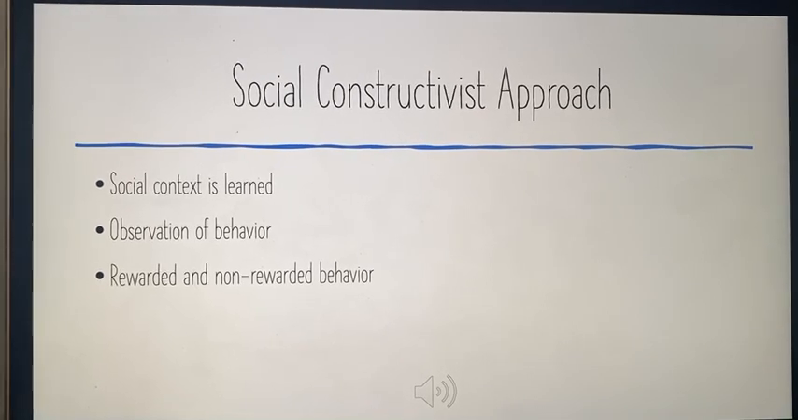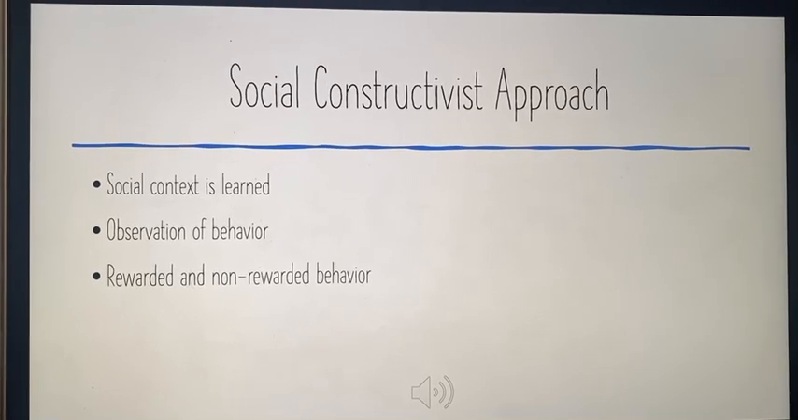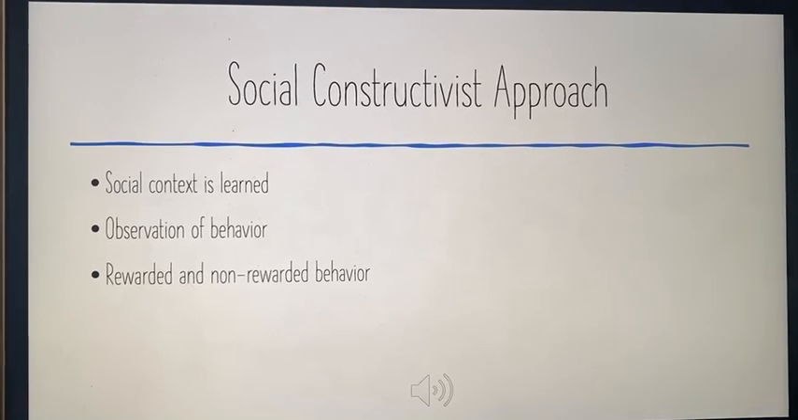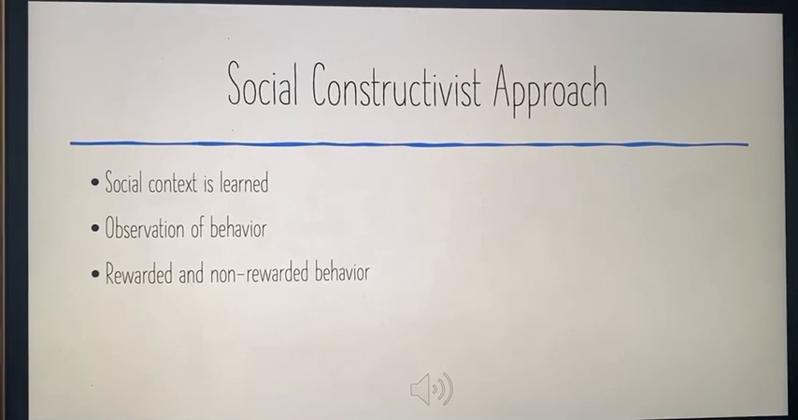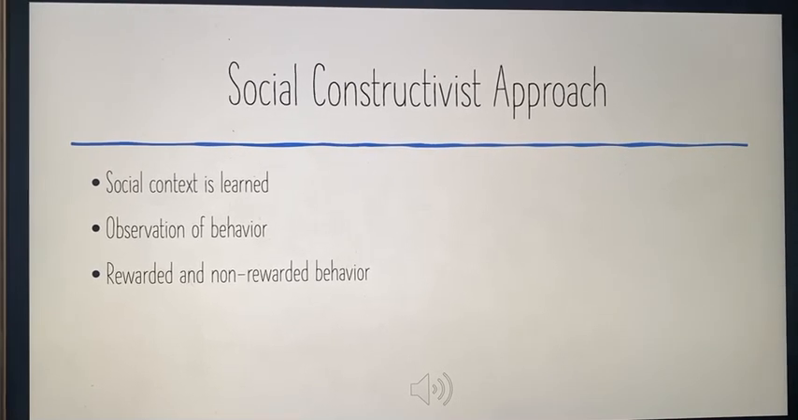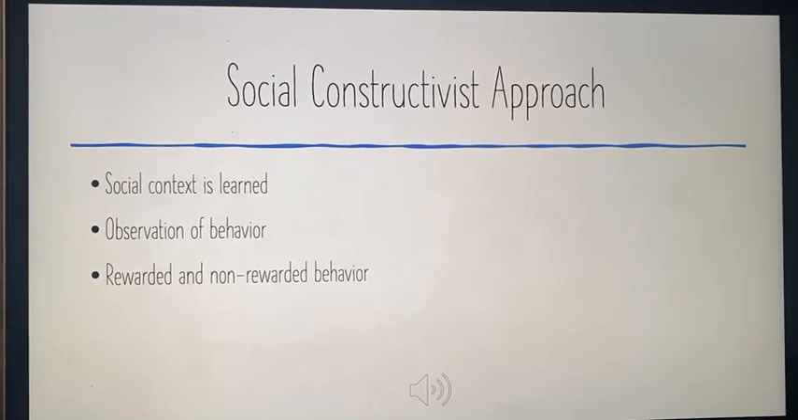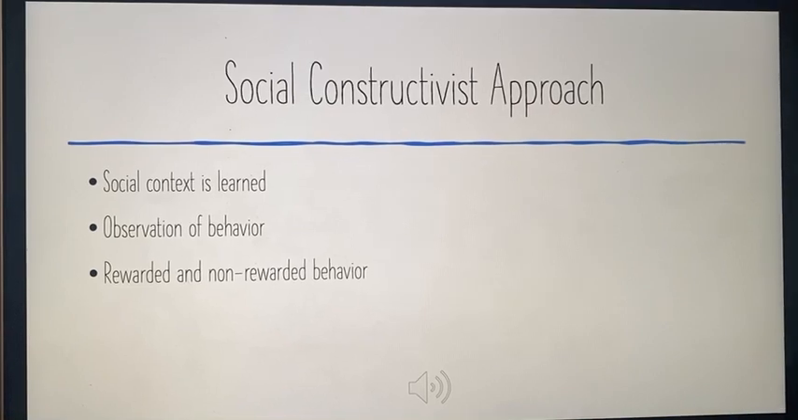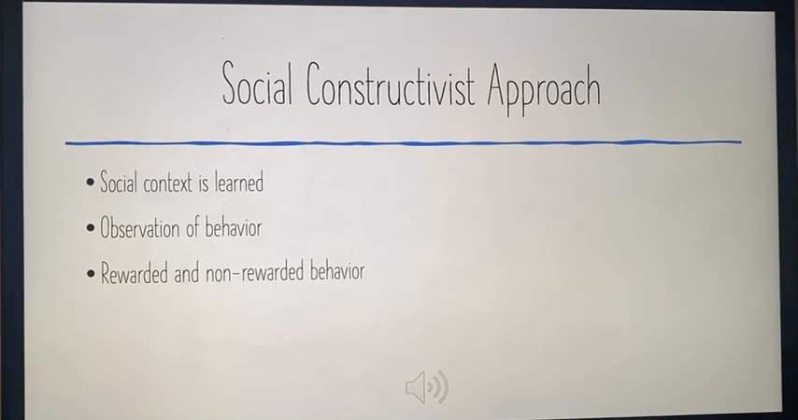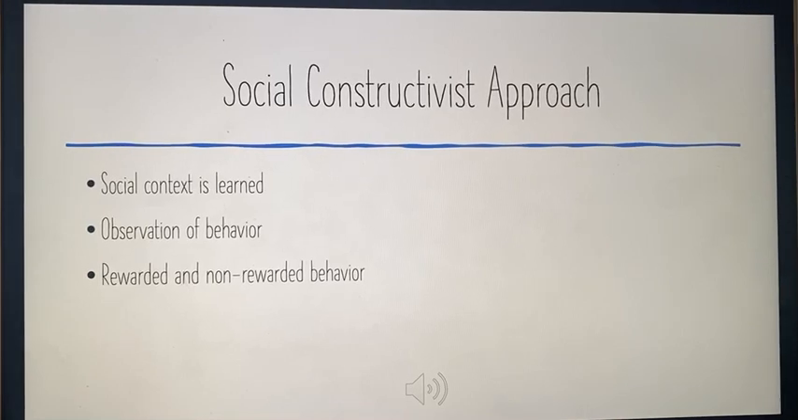So as well, behaviors that are rewarded are more likely to be repeated, whereas behaviors that are punished are less likely to be repeated. So if a student sees one of their friends or peers doing something right, they are going to want to do that as well. This is what makes it a social constructivist approach. But if a student was doing something bad and another student saw that it was bad, they are not going to do that same thing.